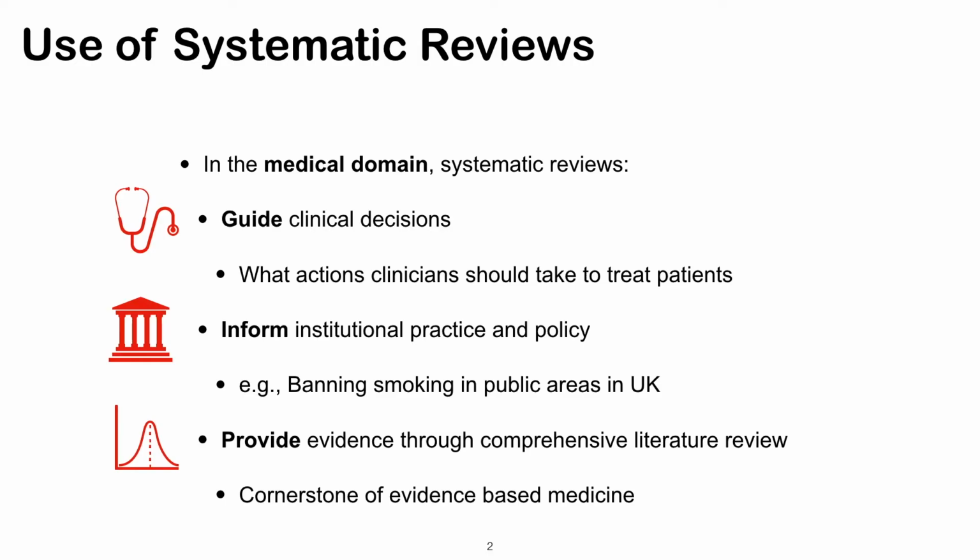Systematic reviews are useful in many disciplines, but in this talk, the focus of our research is in the medical domain. Here, systematic reviews are used to guide clinical decisions, so for example, what action a clinician should take to treat a patient. They inform institutional practice and policy making. For example, there's a famous case of a systematic review being used to decide to ban smoking tobacco in public areas in the UK. And they also provide evidence through comprehensive literature review. Systematic reviews form the cornerstone of evidence-based medicine.